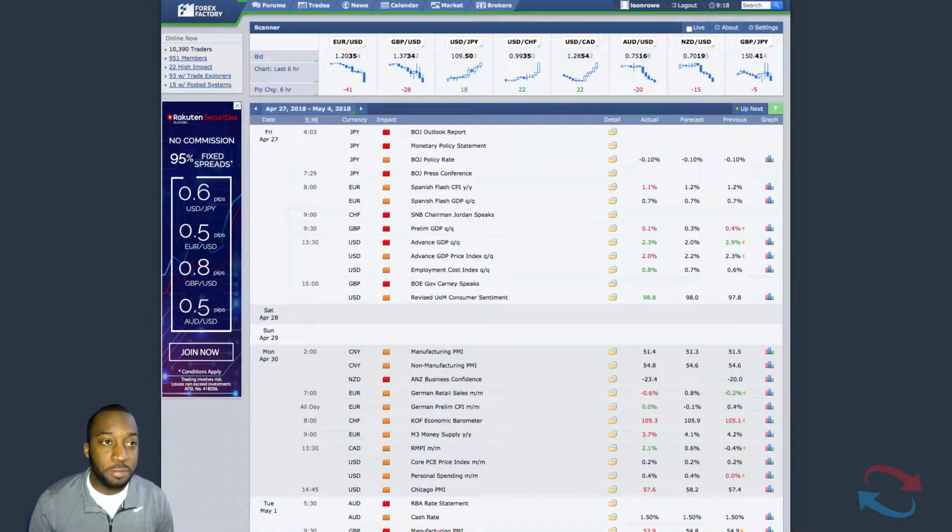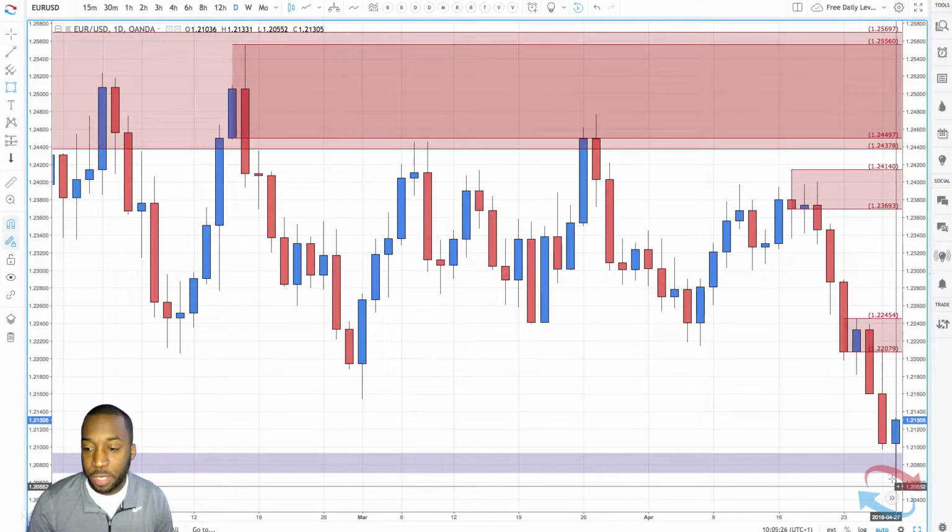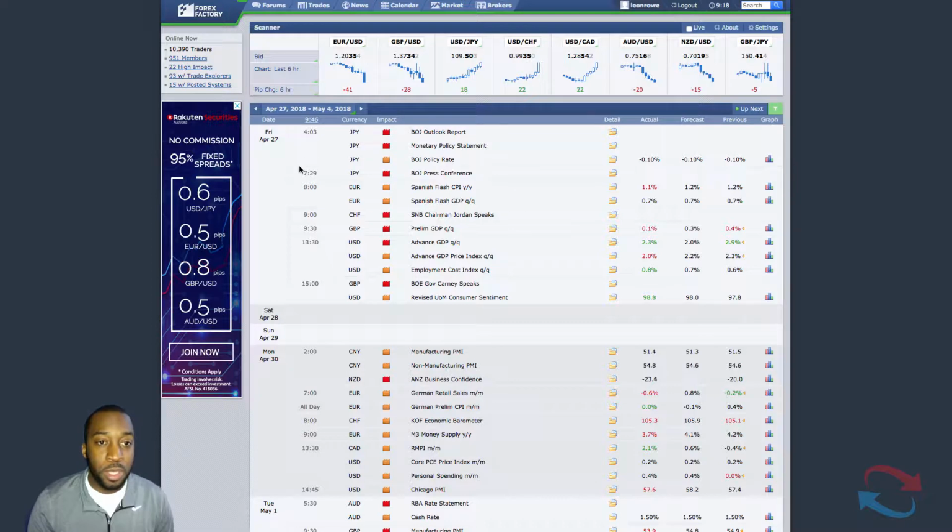So Friday the 27th, which is this date here, April the 27th, that was Friday's date. What we had for the euro dollar: Spanish CPI was below expected, GDP was as expected. But for the dollar, we had advanced GDP growth, employment costs positive, and revised UoM consumer sentiment positive. So overall, the dollar was quite positive, and the euro was a bit negative, or neutral if you want to put a spin on it.